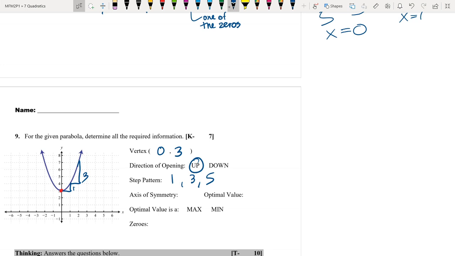The axis of symmetry, if we divide the parabola in half, it would be a line that goes down like that. And remember, we write it in the form x equals. In this case, x is going to be equal to 0.